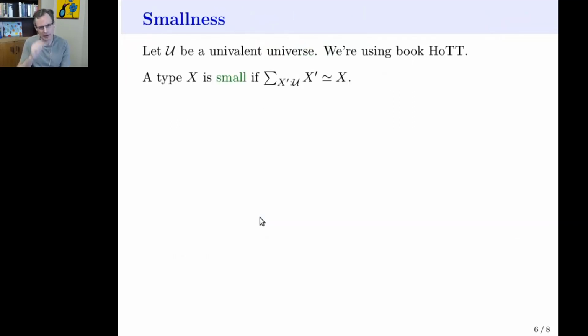All right, so back to HoTT. So we're going to talk a bit about smallness. We're fixing a univalent universe U, and I say that a type X is small if there is a type X' in the universe U and an equivalence from X' to X. No truncations here. This is automatically a proposition already.